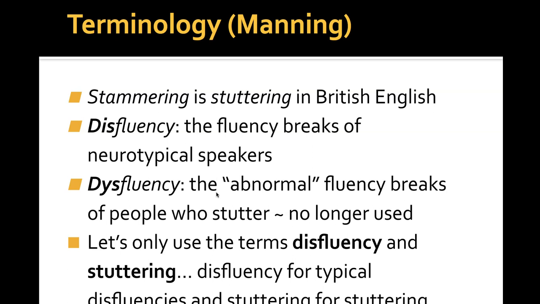We're really going to only use the terms disfluency and stuttering. Disfluency is the fluency breaks of neurotypical speakers, so all those ums and uhs and likes and things like that. Dysfluency was a term to discuss the abnormal fluency breaks of people who stutter, or maybe people with aphasia or something like that. And it's really not a term used anymore. So we're going to use the term disfluency to describe those typical disfluencies that everybody has. And then if we're talking about stuttering, we need to use the term stuttering.